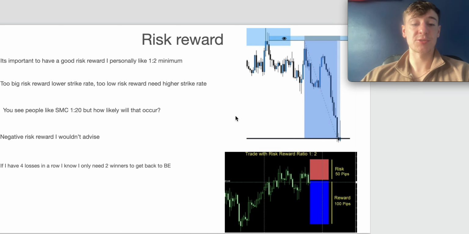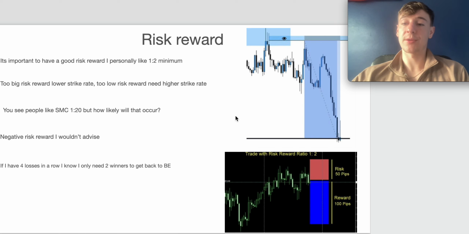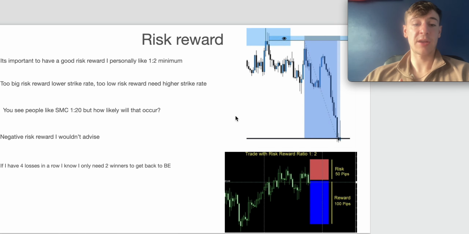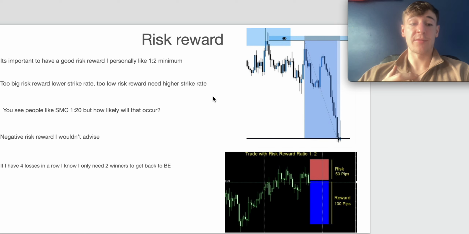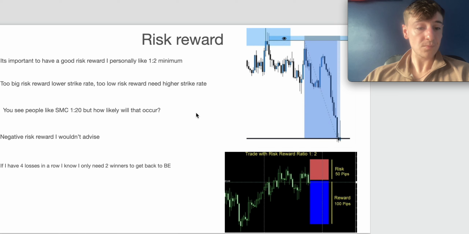So if you have too big a risk reward, you're going to have a lower strike rate. You're going to be wrong. You're going to lose more often. If you have, say, a 1 to 20 risk reward, the strike rate is going to be a lot lower. If you have a lower risk reward, the strike rate is going to be a lot higher. I wouldn't advise even a negative risk reward, so risking £100 to make 50, 1 to 0.5.